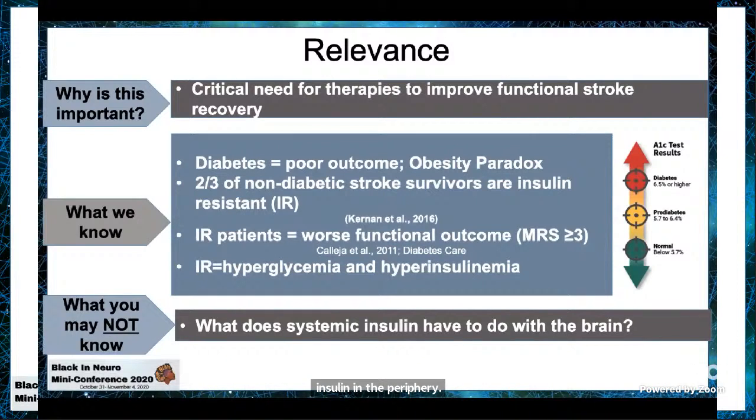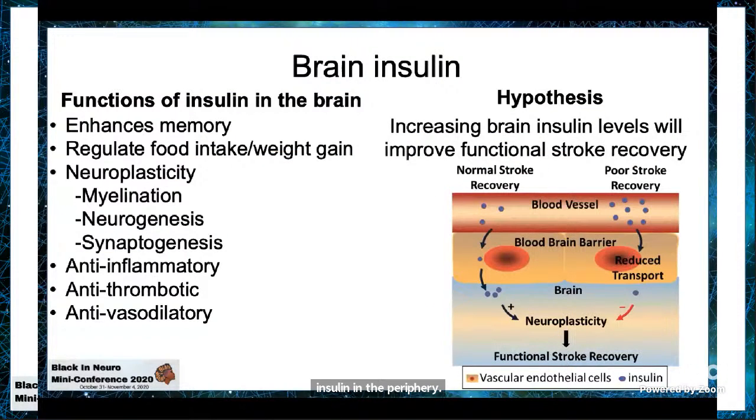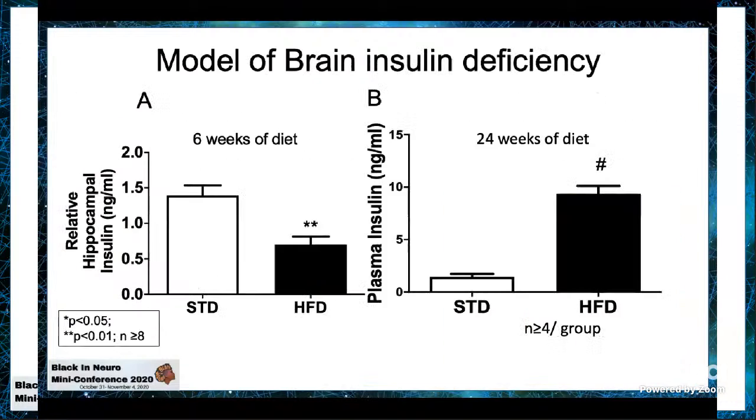A lot of people may not know the impact brain insulin has. Brain insulin is involved with enhancing memory, regulating food intake and weight gain, is involved with neuroplasticity, myelination, neurogenesis, synaptogenesis, as well as being anti-inflammatory, antithrombotic, and antivasculatory. So knowing all the positive things that we know about brain insulin, this led me to my hypothesis, which is increasing brain insulin levels will improve functional stroke recovery.